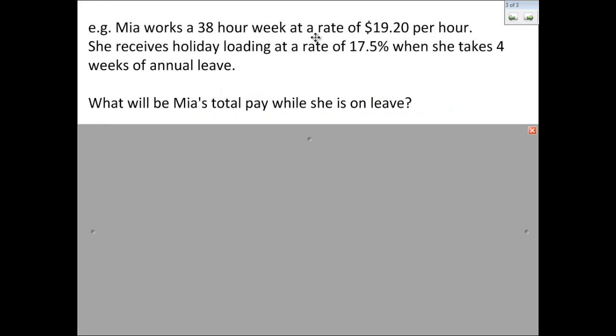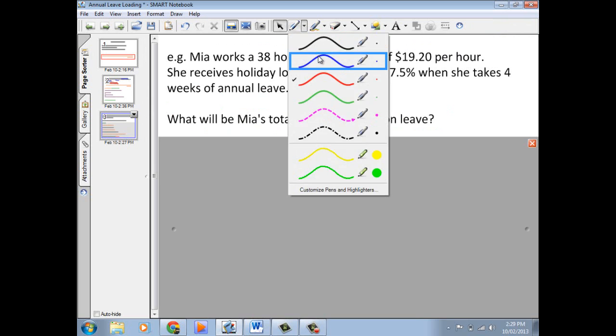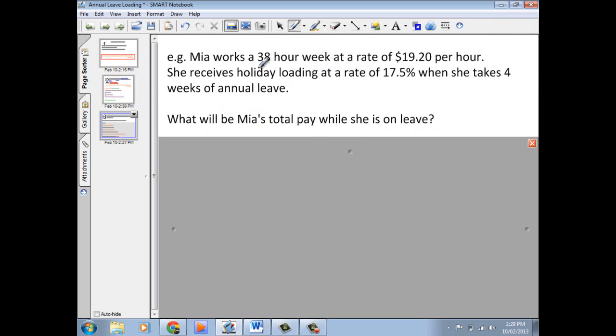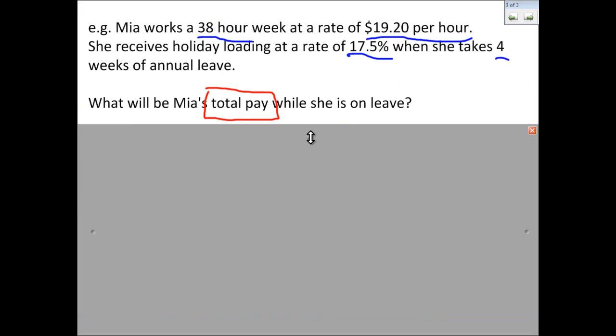Okay, the next example is a little bit different. So I'm still going to go through and highlight the important things. So Mia works a 38-hour week at a rate of $19.20 per hour. She receives holiday loading at a rate of 17.5%, and she's going to take 4 weeks of annual leave. What will be Mia's total pay while she's on leave? So you can see that's just a little bit different to the last one. We're not only finding the loading, but we need to find the total pay.